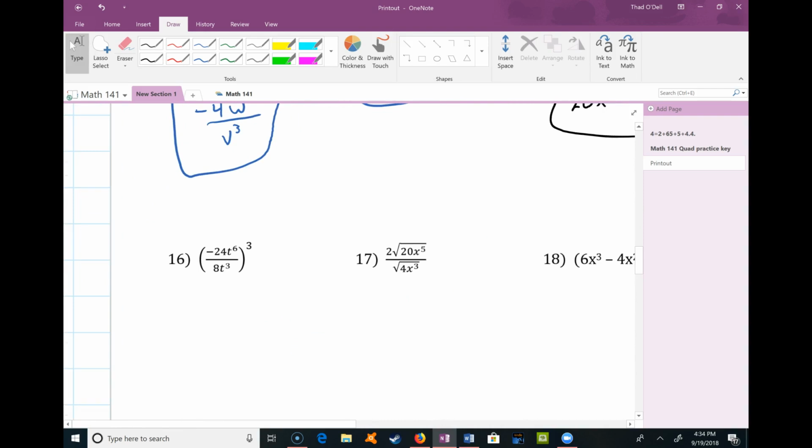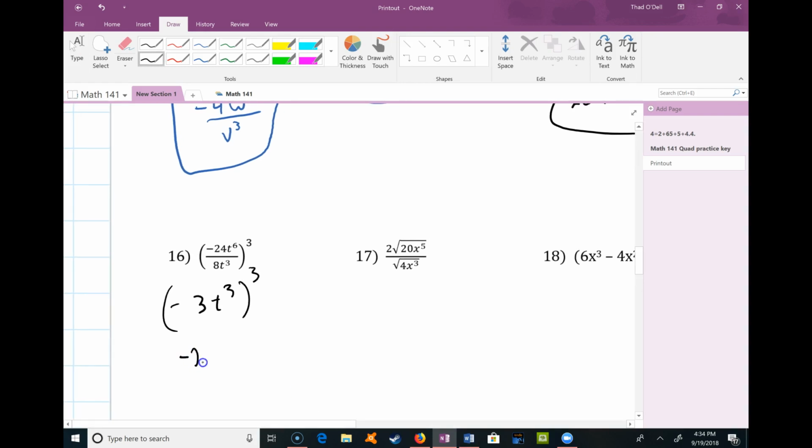Man, there's another cube on the outside. Whoa, this is getting tiresome. Well, before I do the cube, I'll do some reducing. Clearly 8 will go into 24 3 times. T cubed will go into t squared. T cubed times. There's a negative there, and then all that's raised to the third power. So that would be 3 times 3 times 3. Well, actually, negative 3 times negative 3 times negative 3, which would be negative 27. And t cubed to the third power would be t to the 9th power. Awesome.